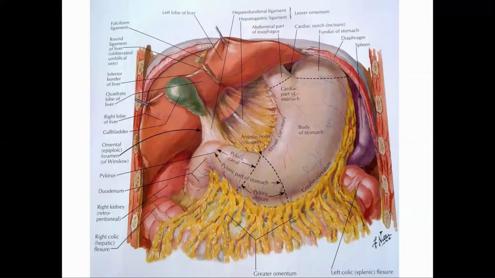The second orifice is the pyloric orifice. The stomach presents two orifices: the cardiac orifice and the pyloric orifice. The pyloric orifice lies at the level of the transpyloric plane. And what is its vertebral level? L3, the lower border of L3.